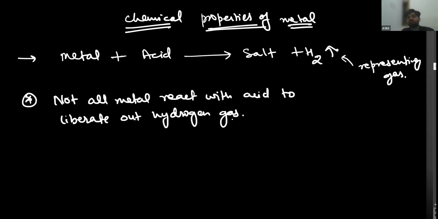Is there anyone in the class who can tell me which metals do not react with acids? Gold does not react with acid. Why? Gold has very low reactivity. So there is a reactivity series that we have to write here. Actually, a reaction between acid and metal is a type of displacement reaction. So let's write the elements in this.